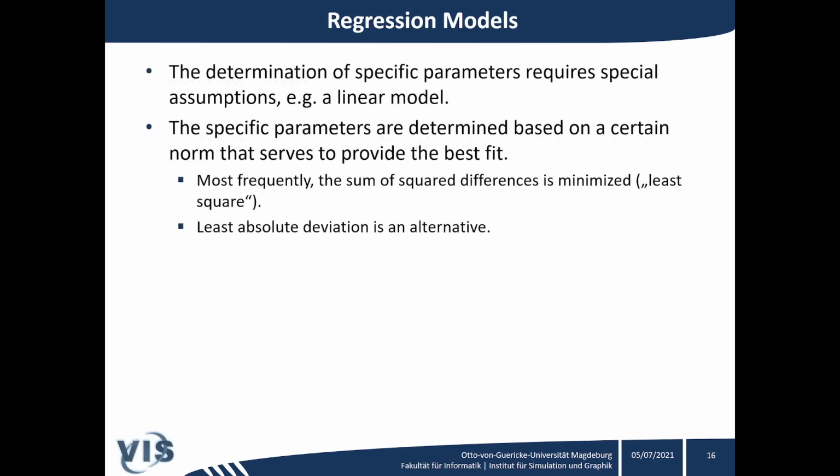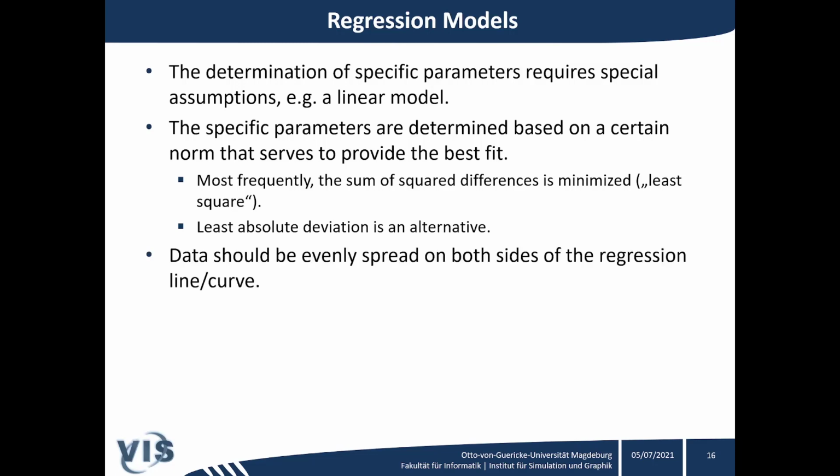To determine the regression coefficients, we have to make special assumptions. For example, we assume that our data can be described by a linear model. The specific parameters are determined based on a certain norm that serves to provide the best fit. Most frequently, the sum of the square differences is minimized, which is called the least squares fit. An alternative to that is the least absolute deviation. To increase the quality of the fit, data should be evenly spread on both sides of the regression line or the regression curve.